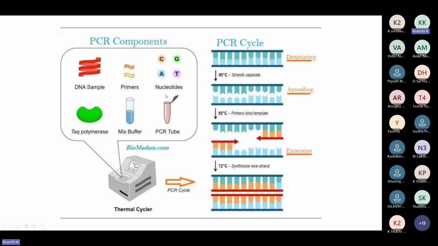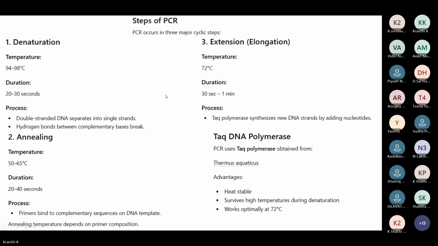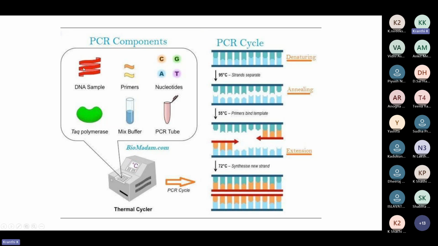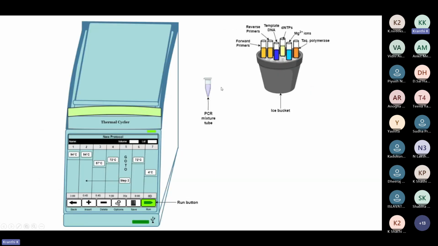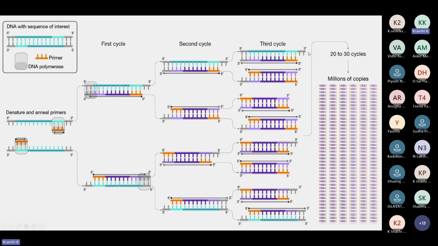Okay, so see this. Same DNA sample, primers, nucleotides, Taq polymerase, mixed buffer, PCR. Put it there. Then denature at 95. Then 55 degrees, the primers will bind, right? 55 degrees. Later, synthesis happens at 72 degrees by utilizing the nucleotides. Denaturing, annealing, extension. Okay, like this. See this DNA of our interest.